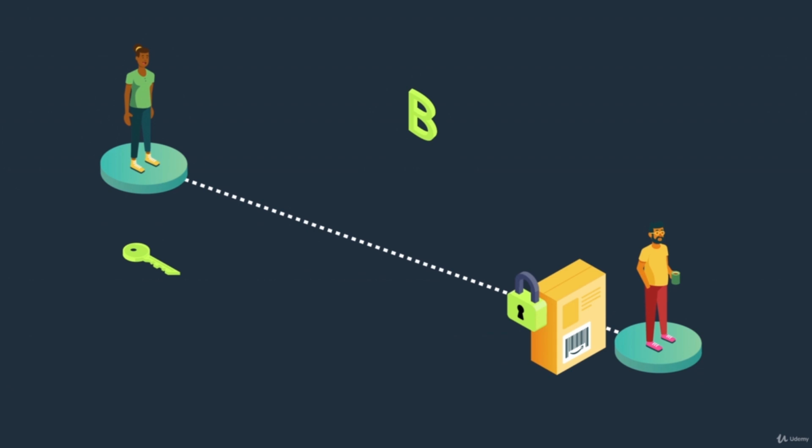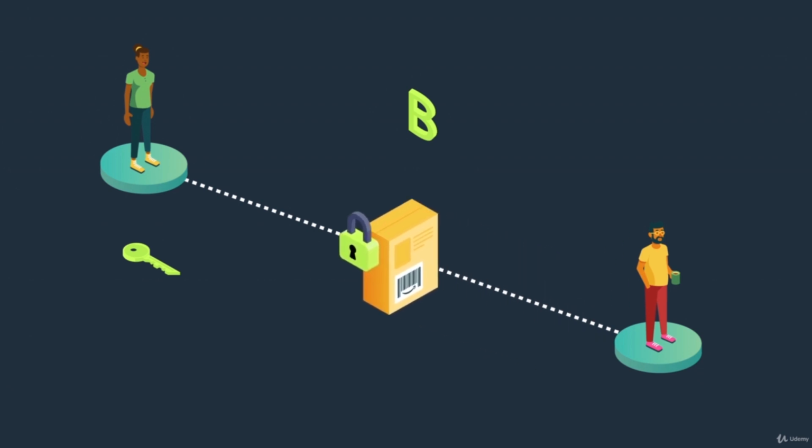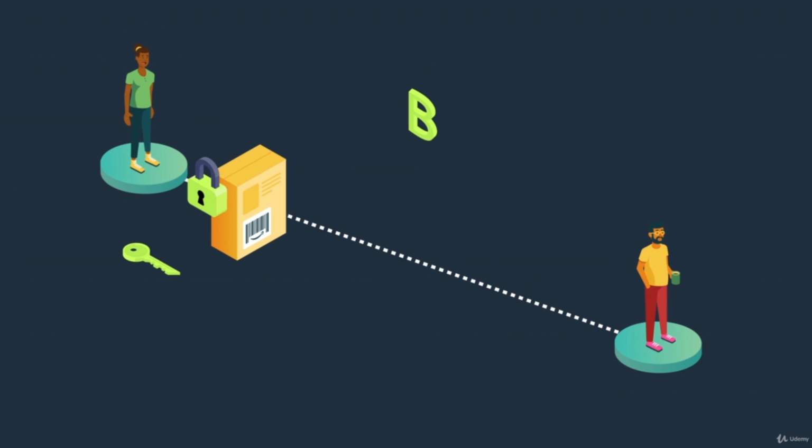Now my husband sends the box with my passport back to Seattle, only locked with lock B. When I receive the box in Seattle, I can now unlock it because I have the key for lock B. It's important to note that during this time, the back and forth, the courier was never able to access my passport. It was secure. It was protected. This is an example of how asymmetric cryptography works.